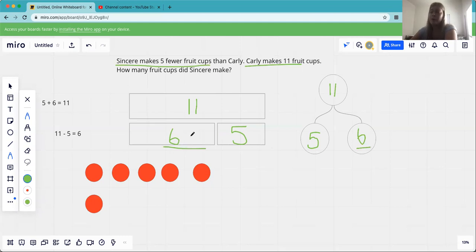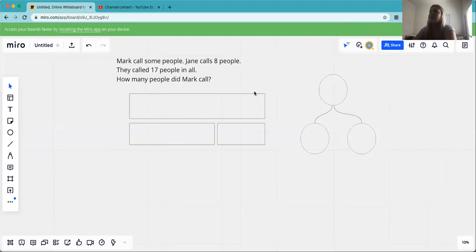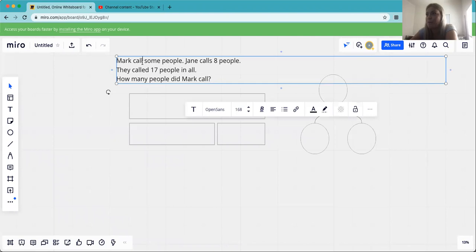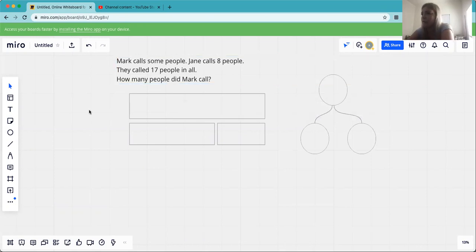All right. So this next problem, I'm going to show you. You're going to pause me after I'm done showing you. You're going to work it out. When you're done working it out, we will go over it. So give me 1 second and pull it up. All right, here is my word problem. Mark calls some people. Jane calls 8 people. They called 17 people in all. How many people did Mark call? So go ahead and figure this out. Pause it. When you're ready and you're done, unpause it and we'll go over it.